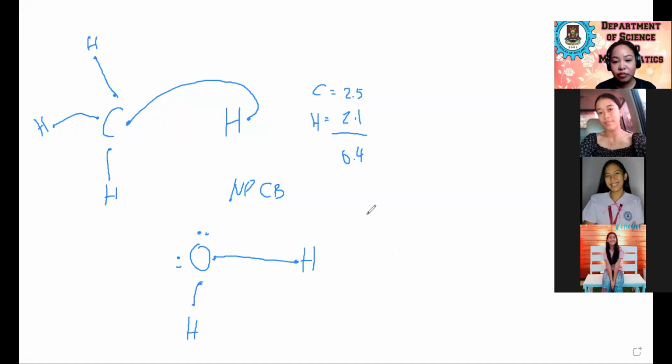So for oxygen, what is the electronegativity value? 3.5, ma'am. 3.5. So 3.5 minus 2.1. 5 minus 1 is 4. 3 minus 2 is 1. So we have a value of 1.4.